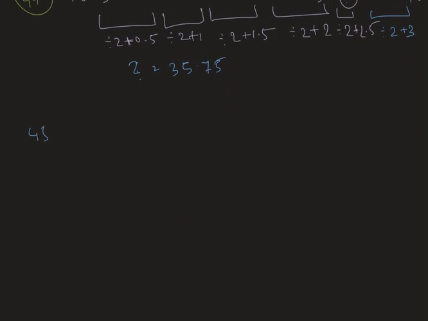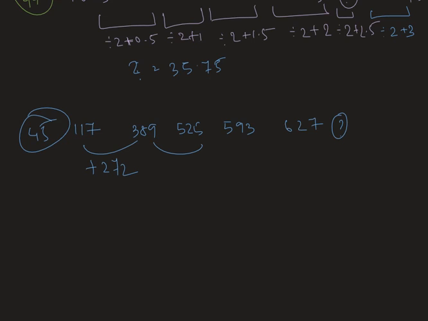Now jump to the next question. Here the given series is 117, 389, 525, 593, 627, and lastly we need to find the number. The difference between 117 and 389 is 272. Here the difference is 136. Here the difference is 68. Here the difference is 34.